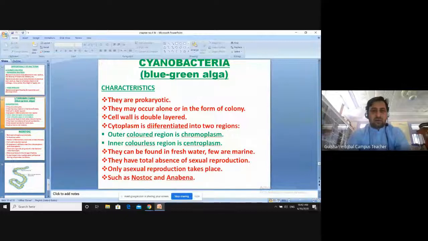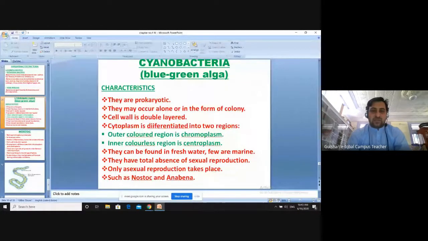Blue-green color it has. So it looks like alga. It is known as blue-green alga because they do not have the true nucleus in them. So they are prokaryotic. When they are prokaryotic, we cannot call them true alga, but they are blue-green alga and they are cyanobacteria.